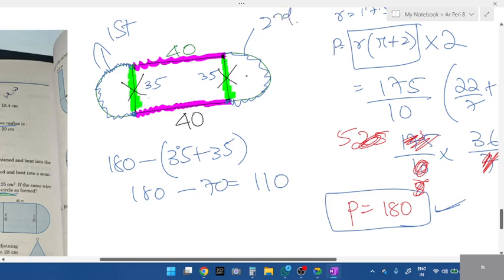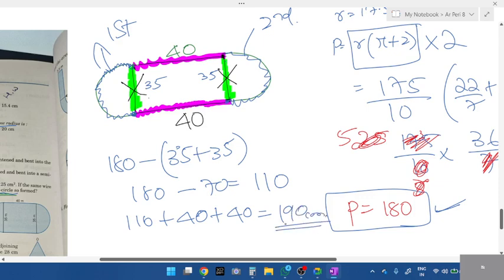In that perimeter, we don't consider this green line. Remove this green line, you get 110. Along with 110, add these two pink lines, 40 and 40. So 110 plus 40 plus 40. This will give 190 centimeters.